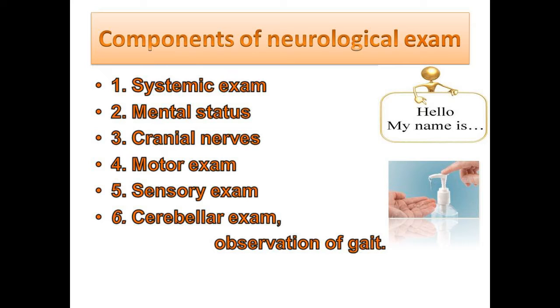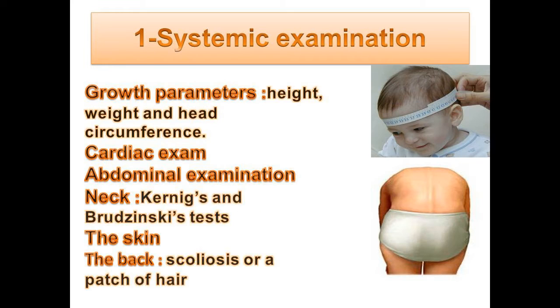Let's begin with the systemic exam. The neurologic exam begins when the patient first enters the room. With toddlers especially, watching the child when they don't realize they're being observed can give you valuable information. Begin with a full set of growth parameters plotted on an age-appropriate chart. These include height, weight, and head circumference.